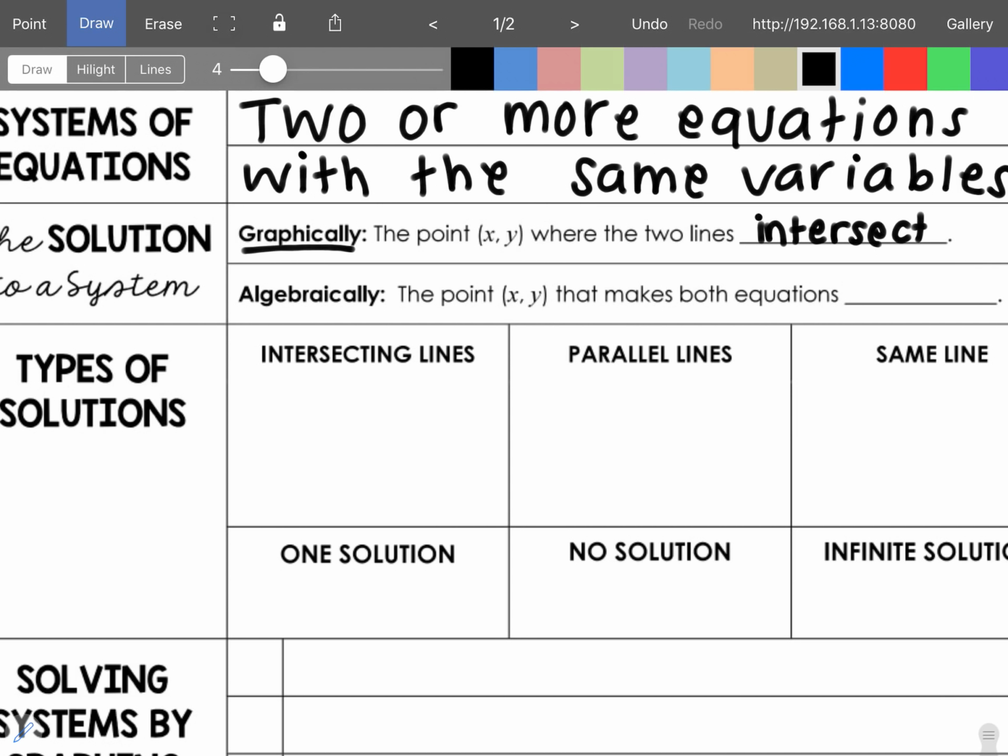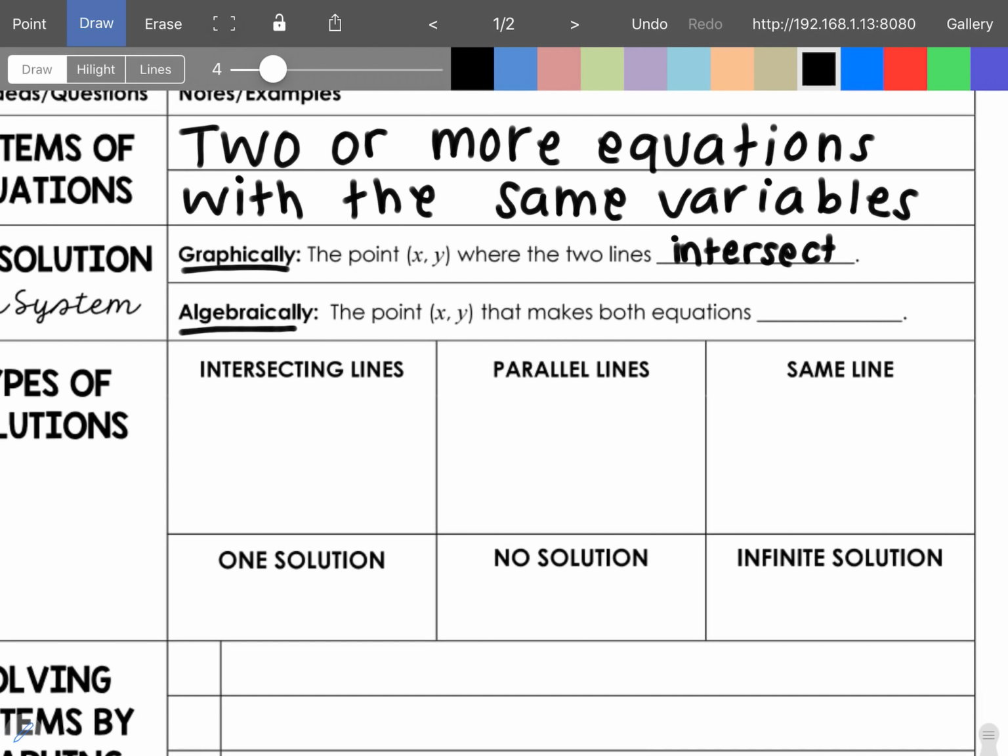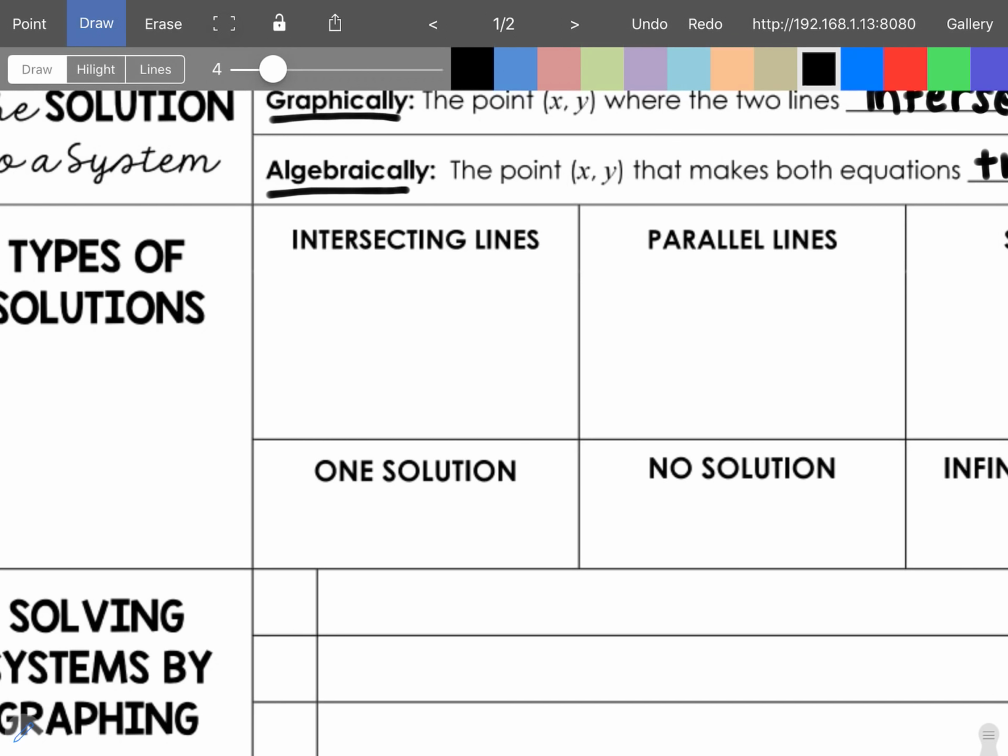But if you're looking at it algebraically, and this is what we're going to be looking at next time and the time after, there's two different ways we can look at it algebraically. And when you find your point algebraically, it's the point that makes both equations true. But today we're going to be talking about graphically. So all you need to know today is wherever the lines intersect, that's your answer for the solution of the system. So let's talk about intersecting lines first.